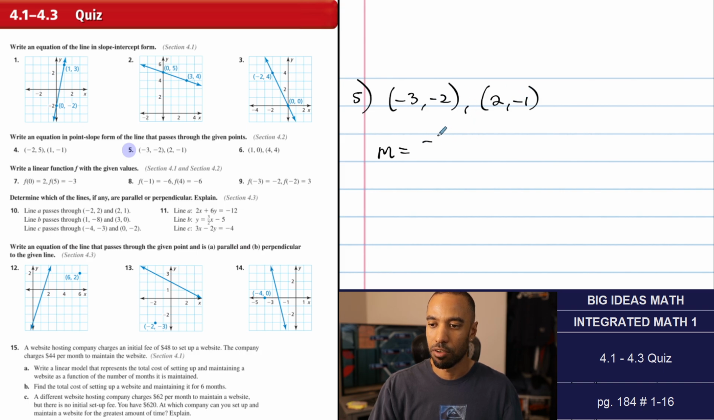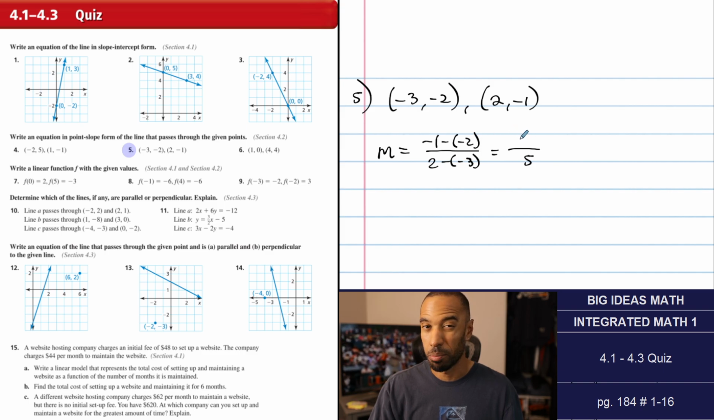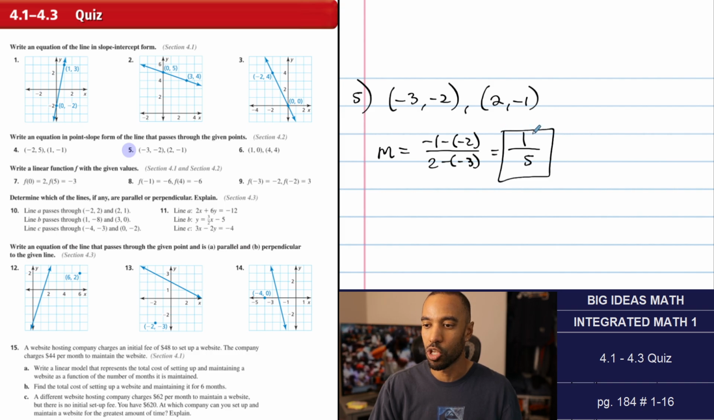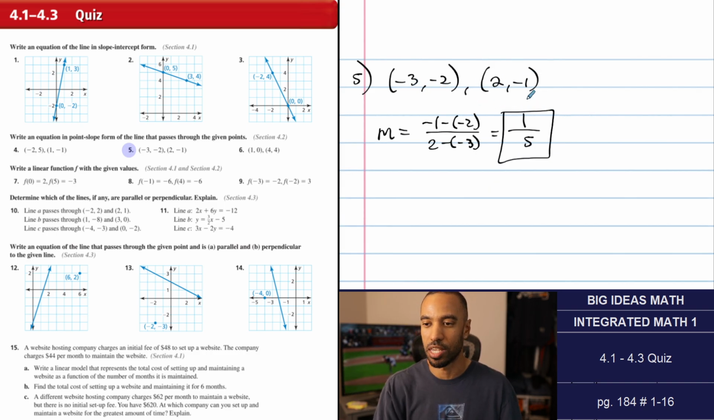Let's do negative 1 minus negative 2 over 2 minus negative 3. 2 minus negative 3 is 2 plus 3. That's 5. Negative 1 minus negative 2 is negative 1 plus 2, which is 1. Oh my gosh, that was a mouthful. So I have a slope here, and I have either set of points I can choose here.